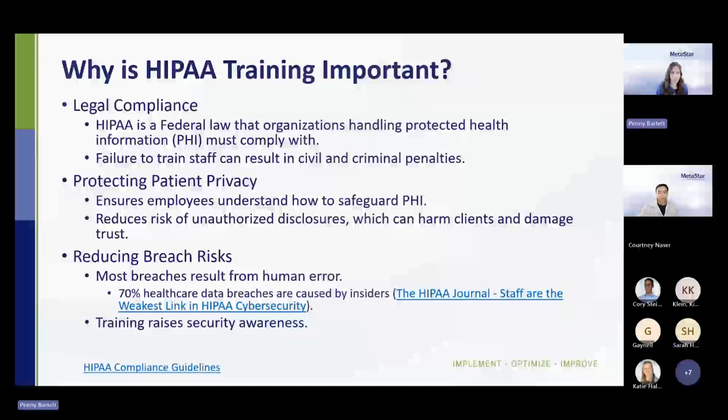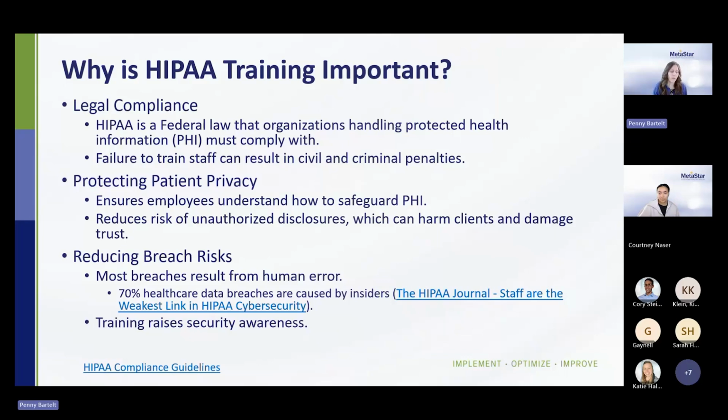All right, so let's get started. Why is HIPAA training important? Most of you probably know this, that's why you're here. It is a legal compliance thing, that's one reason it's really important: HIPAA is a federal law that you must comply with. It helps protect patient privacy. It's important that employees understand how to safeguard protected health information. And it helps reduce the risk of unauthorized disclosures and breaches as well.